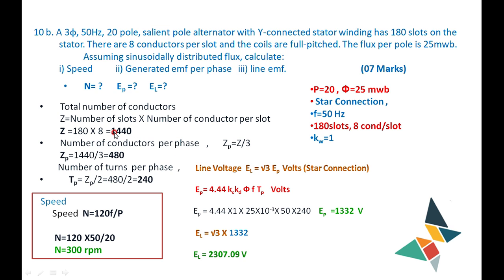This is a simple numerical. First, find out the total number of conductors per phase, that is turns per phase. Then you have to apply the voltage equation 4.44 Kc Kd phi f Tp volts. All the data are given. Just substitute and find out the phase voltage and the line voltage.